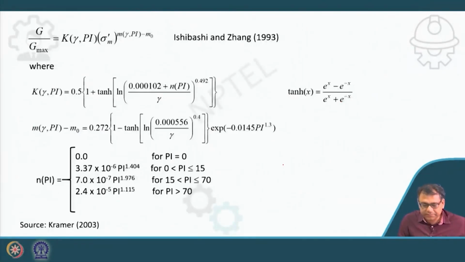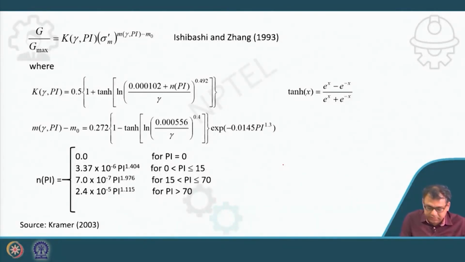Now based on that, Ishibashi and Zhang, 1993, proposed the expression for G by G max. Okay, so this is another model. I have discussed the Hardin and Drnevich model, and how to determine the G value under any strain condition. But if you use this expression, you can also get the strain value at any G by G max value. And if I know the G max value, then I can calculate the G value at any strain level. Okay, so this is the expression.